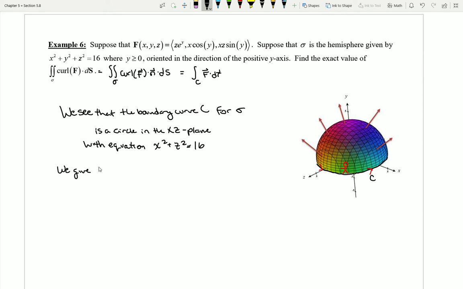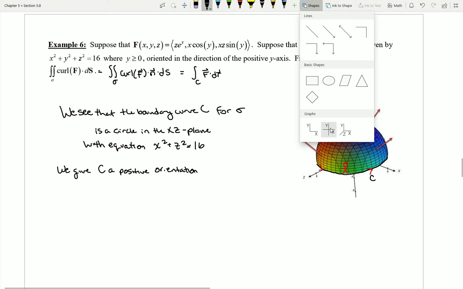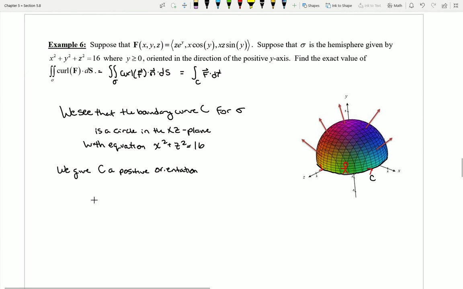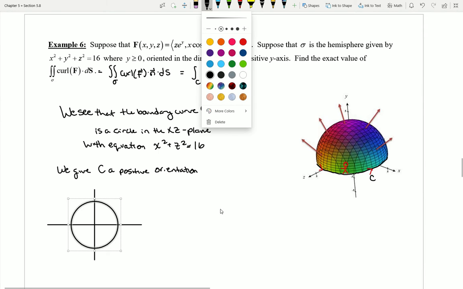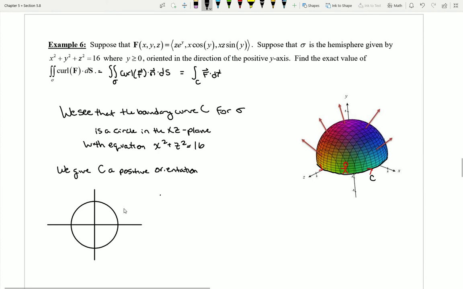So I'll say we give C a positive orientation. Let's see how I can go ahead and sketch out what that would look like. So let me just sketch out a quick circle here. Okay, so let's assume that we have this. And we've gone ahead, we've given this positive orientation.